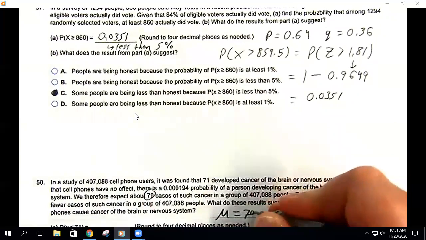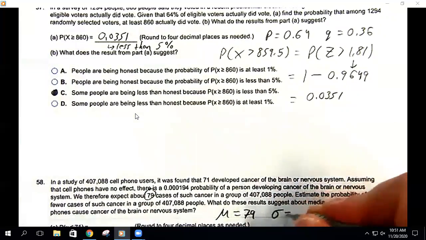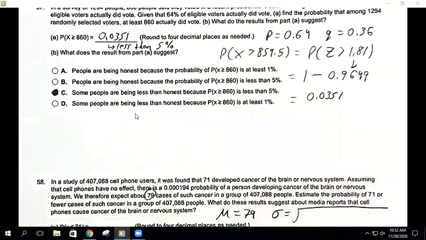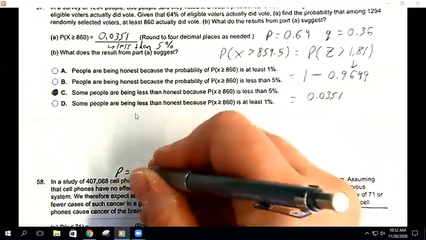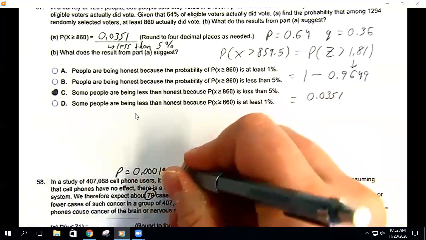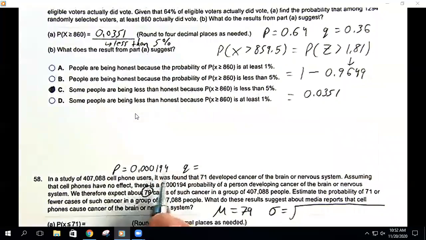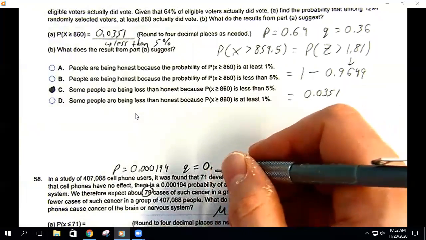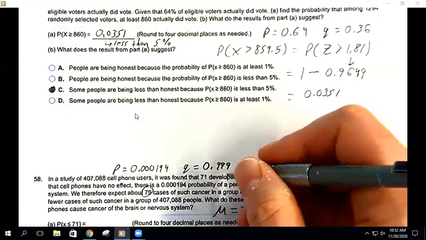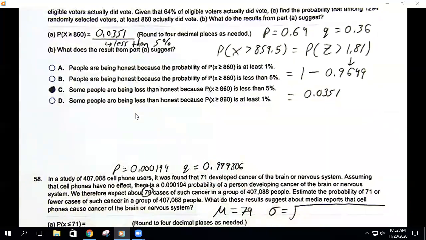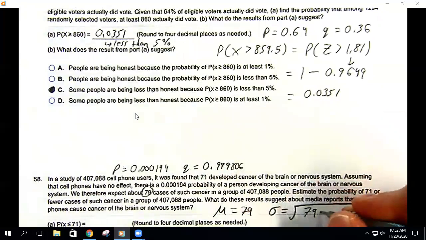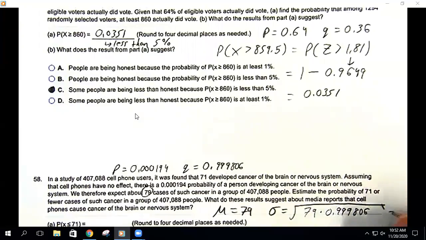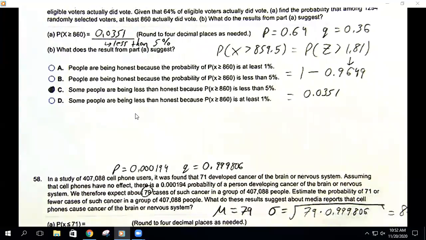So in this problem, they gave us mu, it's 79. But they didn't give us sigma, which is actually the harder number to find. Sigma, in this problem, P is given to be 0.000194, therefore Q is 1 minus that small number, so it's 0.999806. And sigma is going to be the square root of that mu value of 79 times this Q value of 0.999806. And if you calculate that, you'll get a sigma of 8.8.